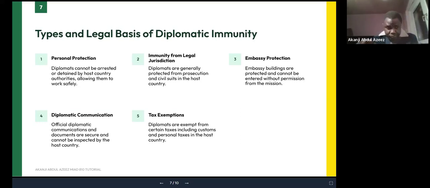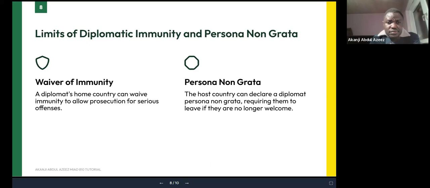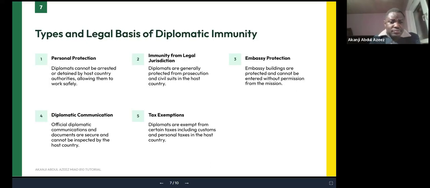So these 5 immunities I mentioned: personal protection, immunity from legal jurisdiction, embassy premises protection, diplomatic communication protection, and tax exemption. They are the major types of diplomatic immunity. Understand? Am I communicating? Please let me know if I'm communicating.